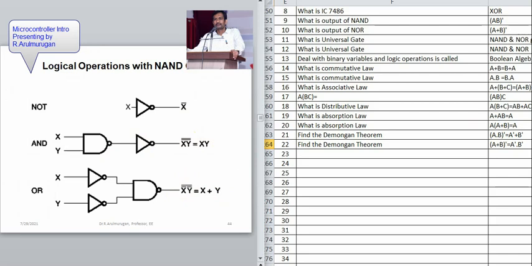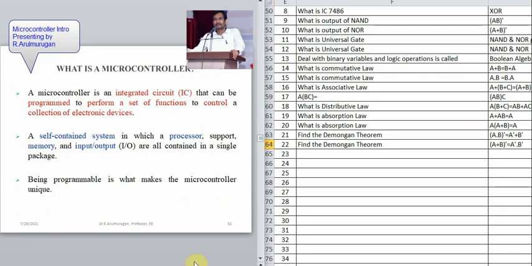Then the next one is the microcontroller. I already touched on what a microcontroller is. A microcontroller is nothing but a human brain. The human brain is a microcontroller. What is the purpose of the human brain? It controls as well as performs the action. It gives the command.